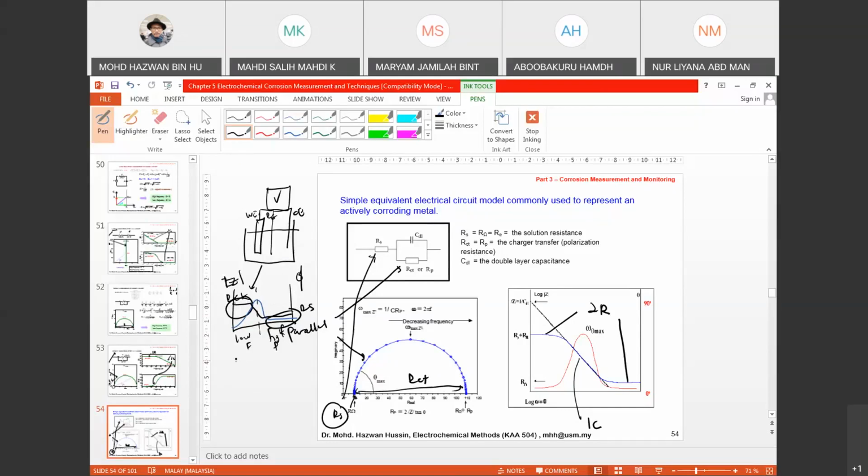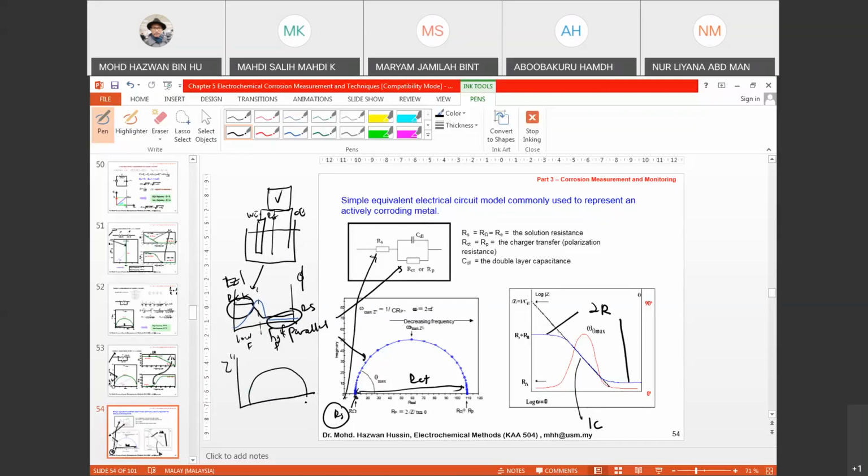Meanwhile, for the Nyquist plot, the design that you should get is something like this, a semicircle, just not starting at the origin. As I told you, if it does not start at the origin, you have RS, the resistance of solution, as the first point. And the diameter is equal to the RCT. Okay?